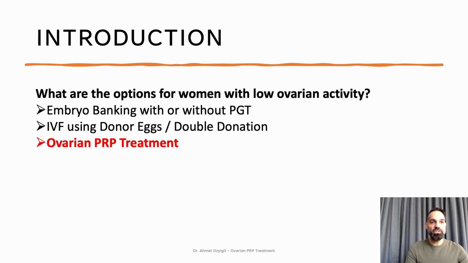Another option is using donor eggs. You can go straight to donor eggs if your ovarian activity is low and you're not having success with IVF cycles. And one other option is embryo banking. Embryo banking is the method of IVF that we do when we do a number of cycles of egg collection, and then we combine all of the embryos together in the end and select the best ones to transfer. But we're not going to discuss those today. Those are for other videos.